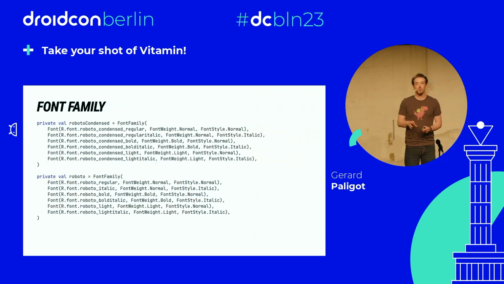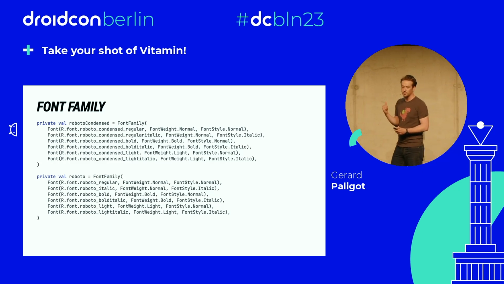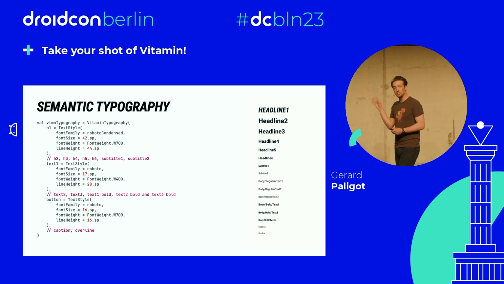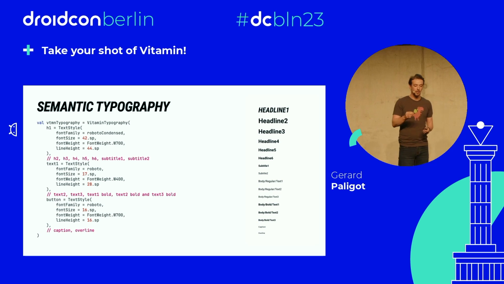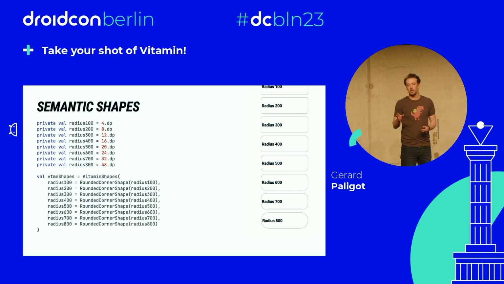We also have a font family. So here you can find Roboto and Roboto Condensed. They are used inside our semantic typography, which is pretty much the same as Material Design. But we added some new ones, like text 3 or the bold version of text 1, 2, and 3. Okay, and finally, we have chips with 8 variants, 100 to 800.